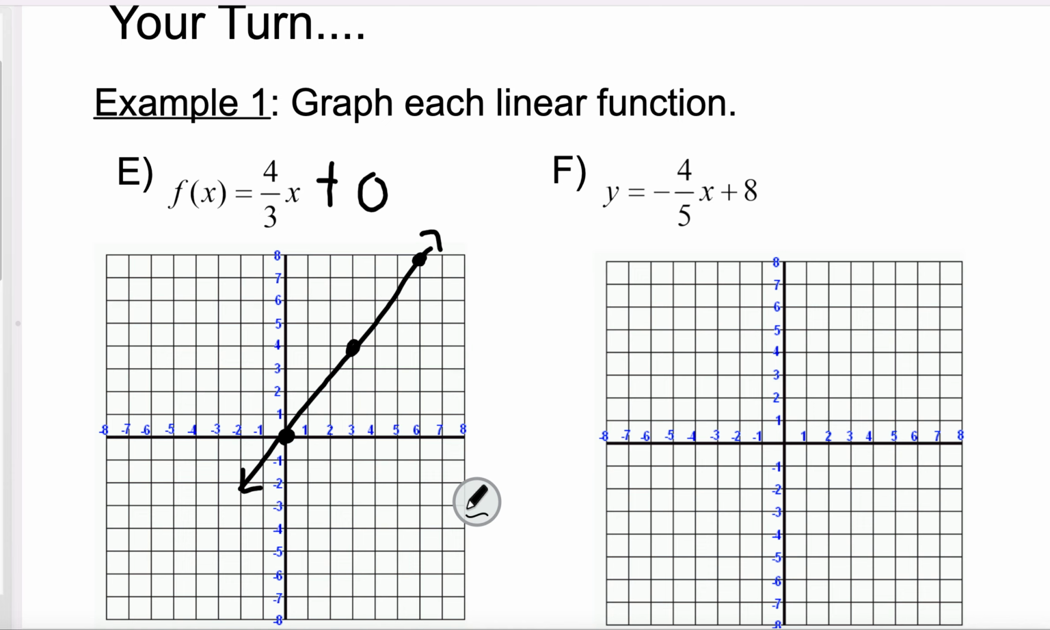All right, so likewise with this one here, that 8 there is my y-intercept. So I'm going to come up here to 8 and plot that. The negative there, I'm going to put it up and the 5 down. So this is my rise over my run. And I'm going to come down 4, 1, 2, 3, 4, and then run 5 to the right. Come down 4, run 5 to the right. Connect my points, and there we have it.